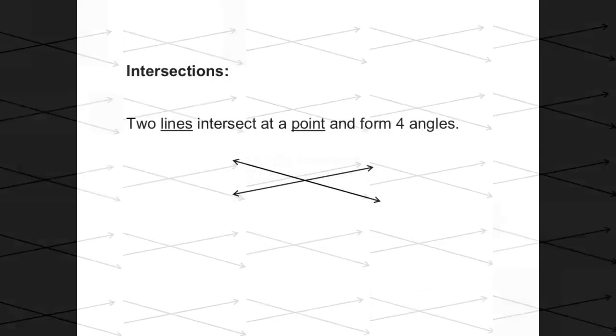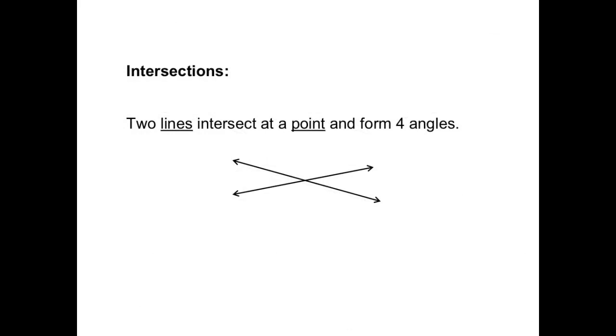Now we know in two dimensions, when I have two lines that intersect, they intersect at a point and they form four angles. These two angles, which are of the same size, and these two angles, which are also of the same size. Now let's look at that in three dimensions.